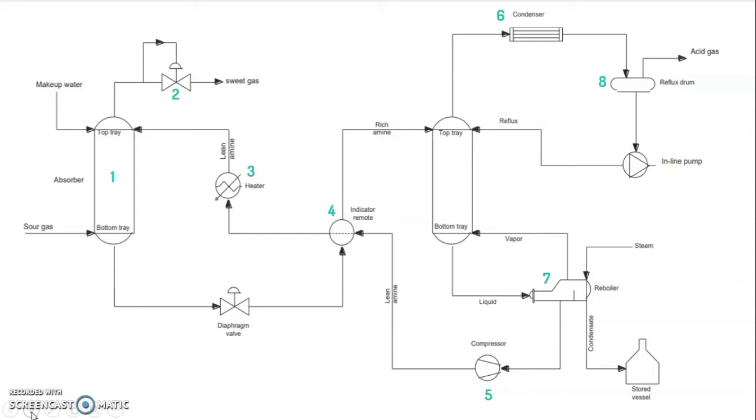Next is the pressure or storage vessel. It is designed to hold gas or liquid at a pressure substantially different from the ambient pressure. And the last one is the inline pump. It is a device to move fluids from one place to another place and to circulate liquid around the system. That's all from me. Thank you very much.